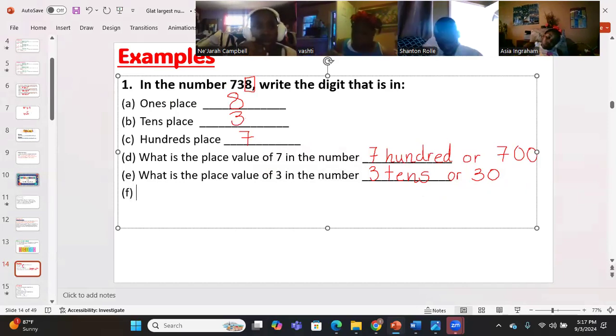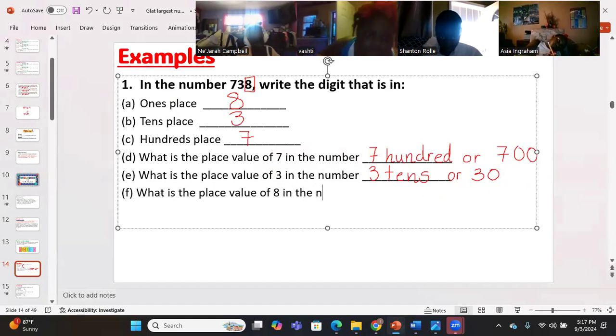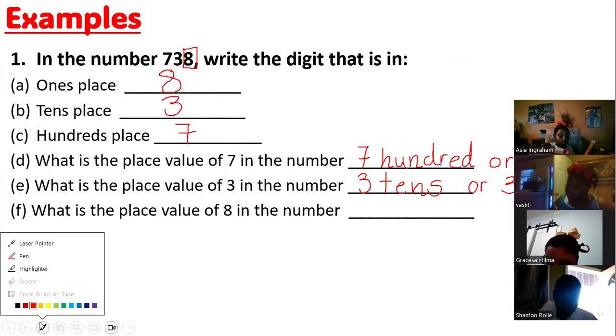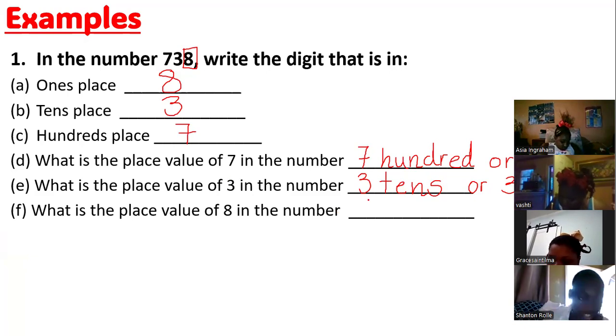Let's use F. It's what is the place value of what? Of 8. The number. So we want the place value of 8, right? Now the place value of 8 is going to be what? 8 what? Ones. 8 ones. Very good.